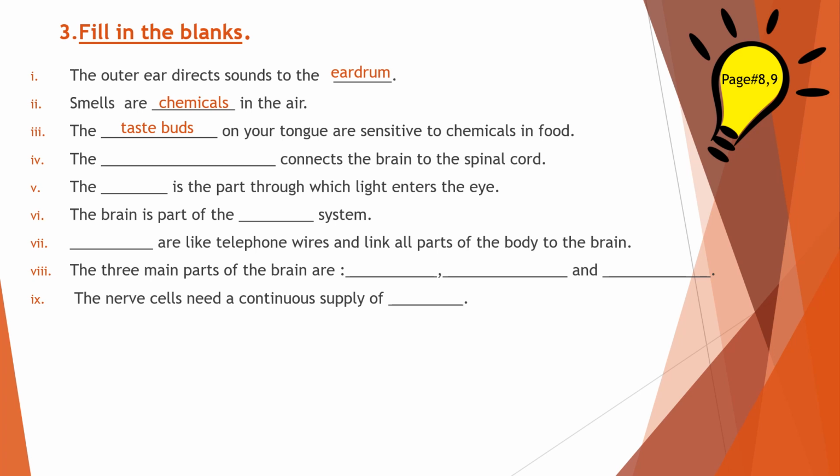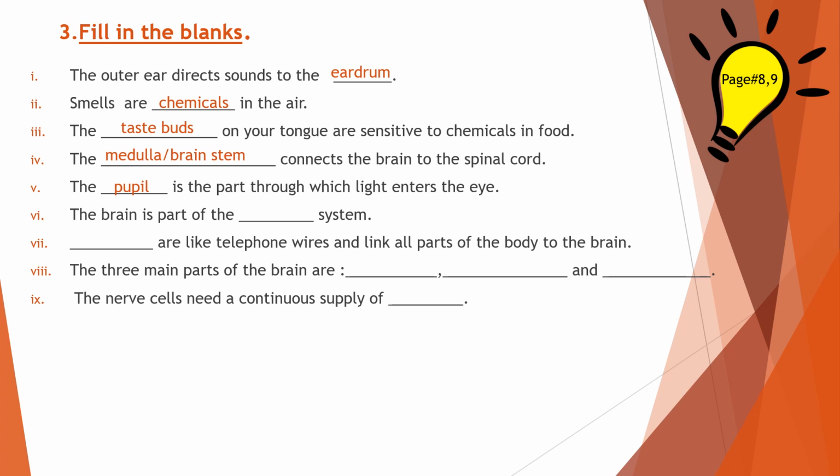The dash connects the brain to the spinal cord. Which part of brain connects brain to the spinal cord? That is medulla or brain stem. The fifth blank is the dash is the part through which light enters the eye. In iris we have a hole, and that is pupil.